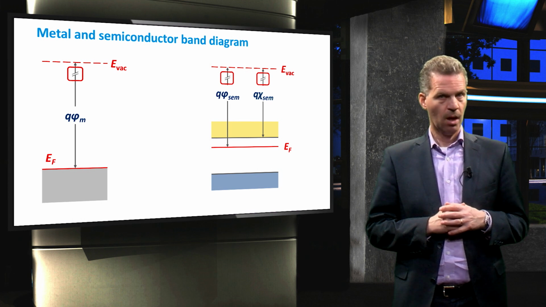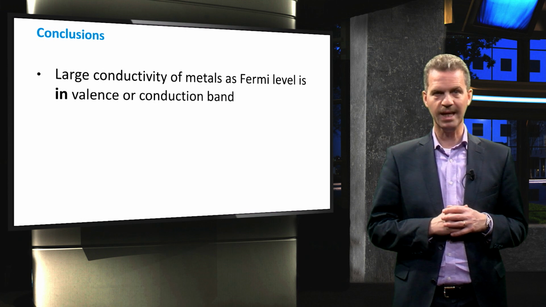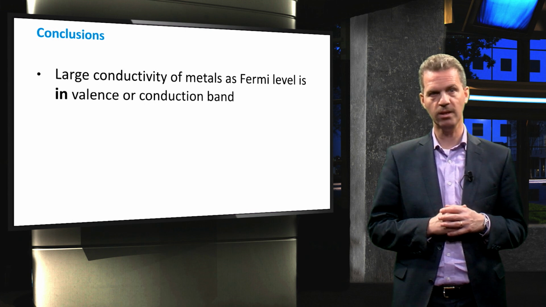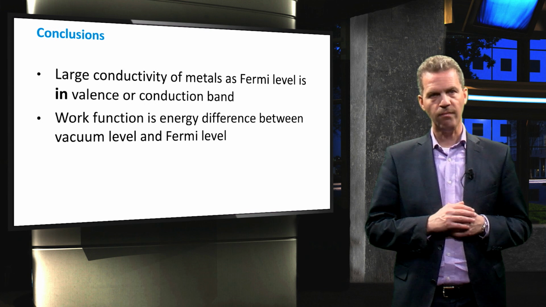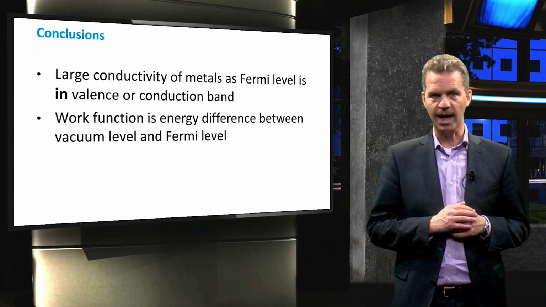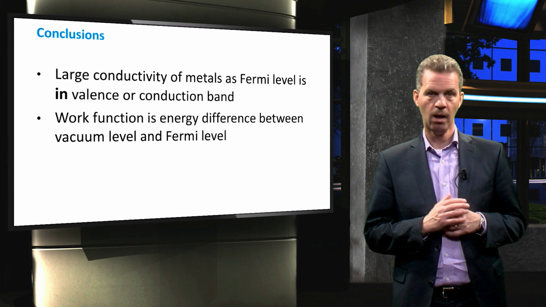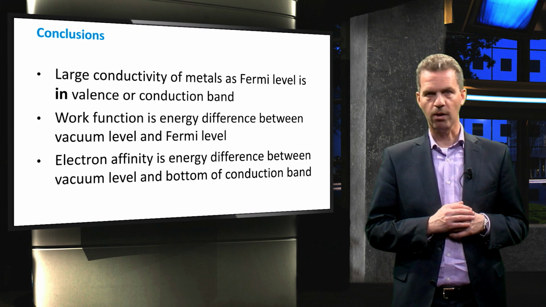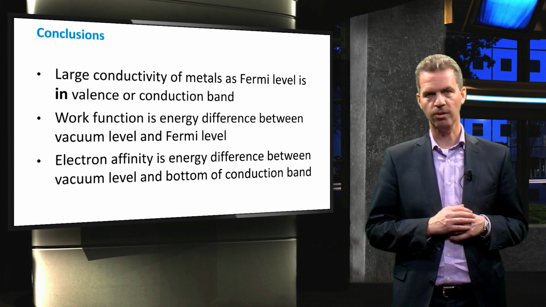In summary, we have explained the large conductivity of metals by the Fermi level being in either the valence or conduction band rather than in between the two bands, as is the case for semiconductors. I have introduced the concept of the work function, which is defined as the energy difference between the vacuum level and the Fermi level. Likewise, I've introduced the electron affinity, which is defined as the energy difference between the vacuum level and the bottom of the conduction band.